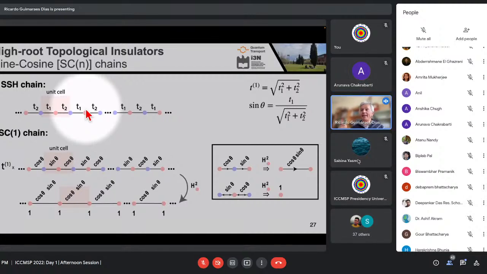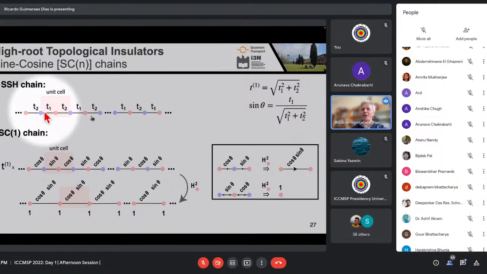So I was saying I want to generalize these to higher root topological insulators. How am I going to do this? I'm going to introduce a new type of 1D systems that I'm going to call sine cosine models, or sine cosine chains. The second simplest sine cosine chain is the SSH chain. The simplest one is the uniform chain. But let's consider the SSH chain.